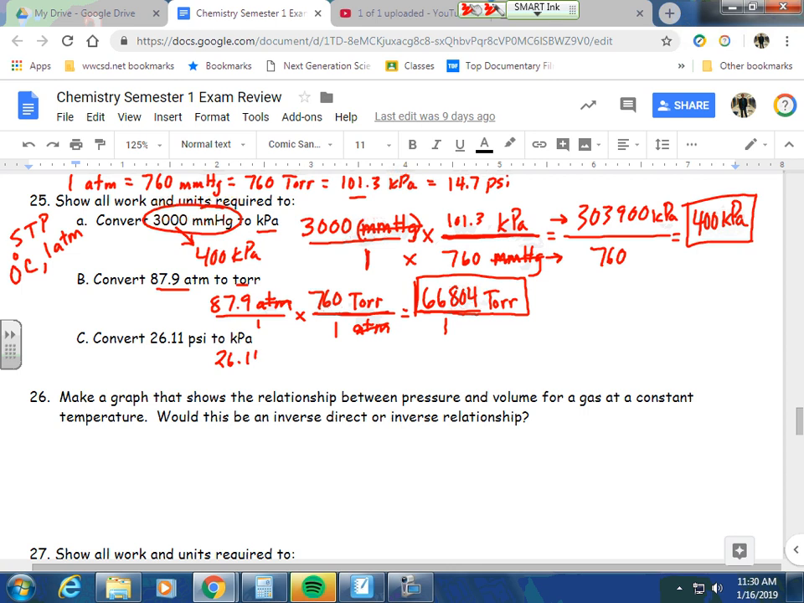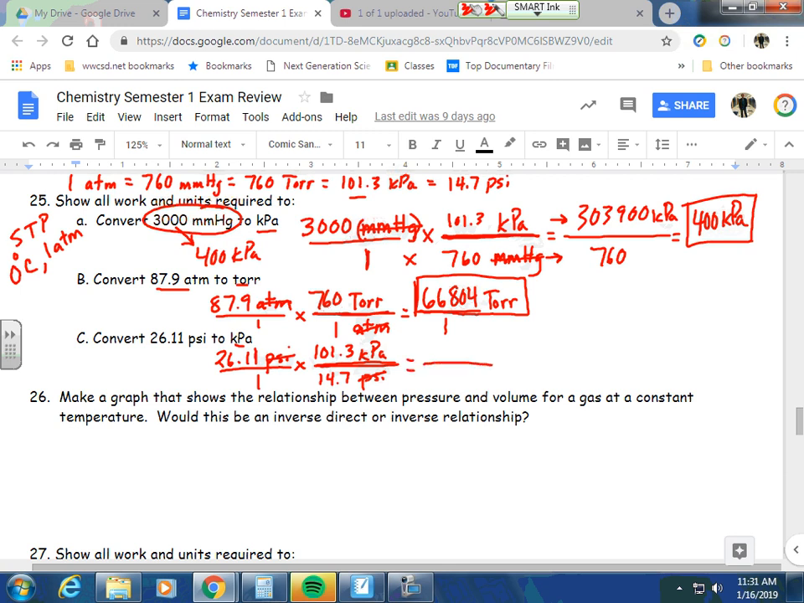26.11 psi. That's going to be my start. Put it over 1, right? Times. I want psi on the bottom so that it'll cancel out. The units I want on top here are kPa. All right? Use my relationships. There are 101.3 kPa for every 14.7 psi. Psi cancels out.